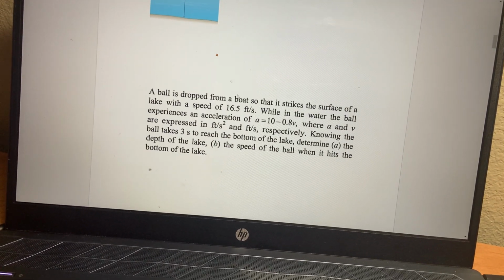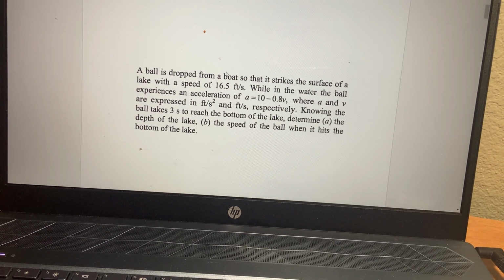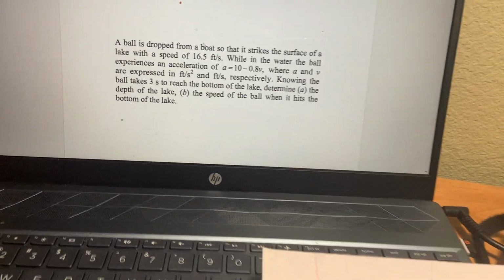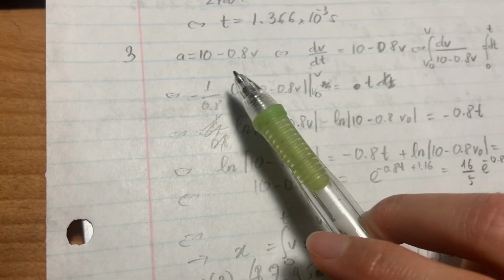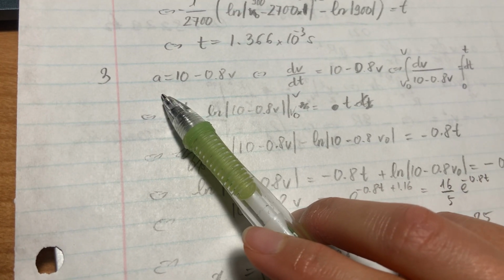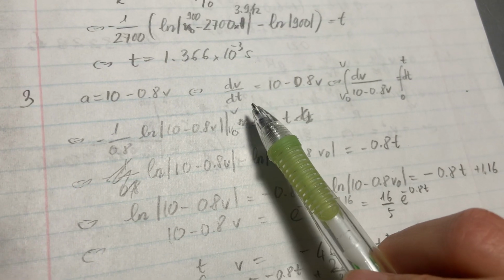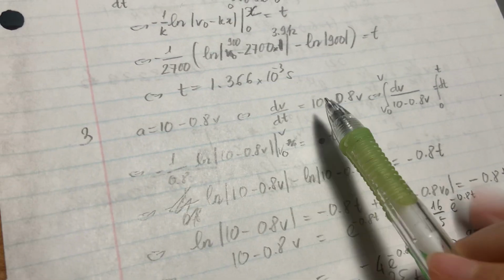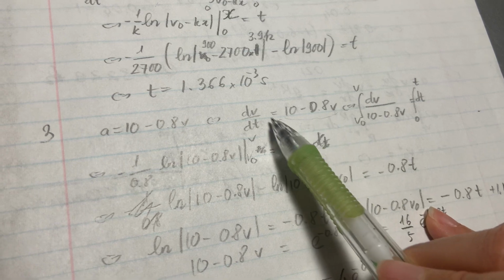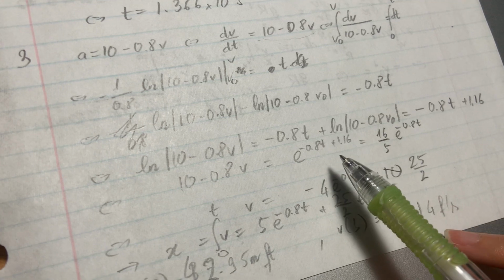For the third one, we had an acceleration over here. Acceleration again is the first derivative of the velocity, and one more time we just put the dt over here to this side and divide this one to this side. We're going to have this one and find the t.